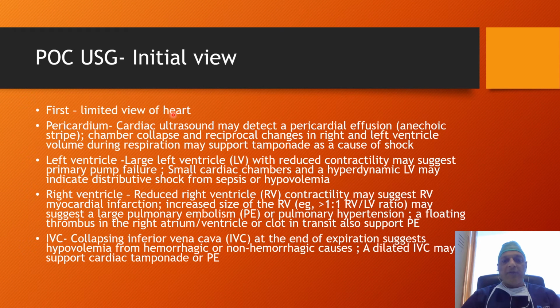The first view in point of care ultrasonography is the limited view of the heart, and here the pericardium, left and right ventricle and IVC are evaluated. In the pericardium, it is looked for pericardial effusion, and if the chamber collapses and there are reciprocal changes in the right and left ventricle during respiration, it supports the diagnosis of tamponade as a cause of shock. In the left and right ventricle, it is looked for contractility and size of the ventricle. A floating thrombus in the right atrium and ventricle suggests pulmonary embolism. The inferior vena cava is looked for collapsibility at the end of expiration, and it suggests hypovolemia from hemorrhage or non-hemorrhagic causes. A dilated inferior vena cava may support the diagnosis of cardiac tamponade or pulmonary embolism.